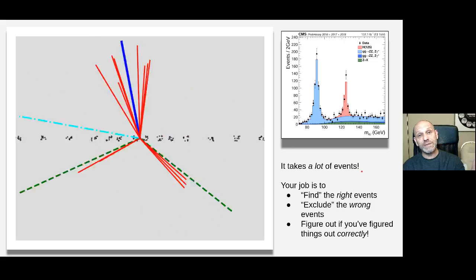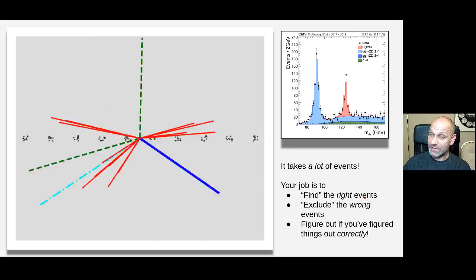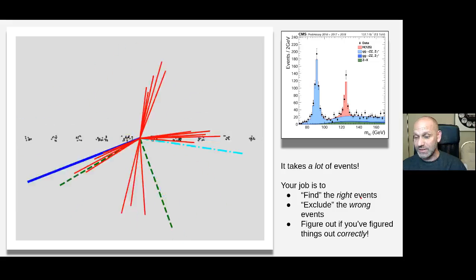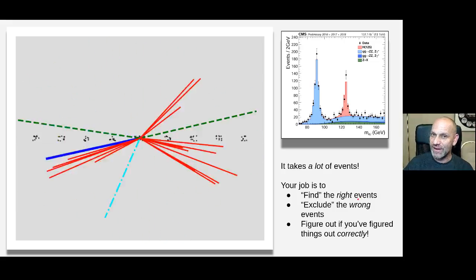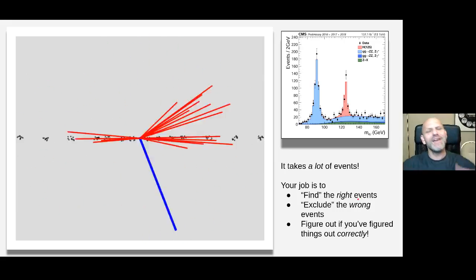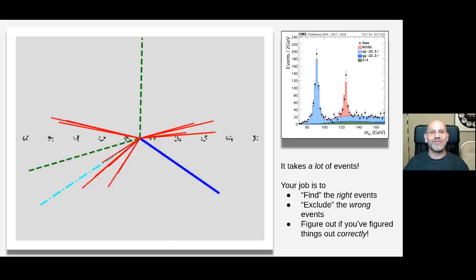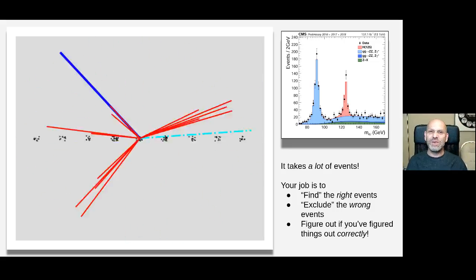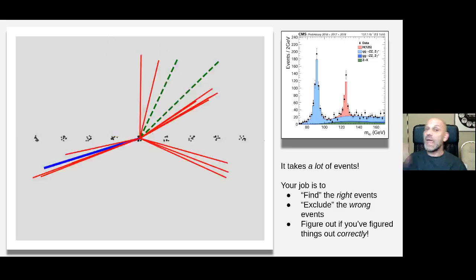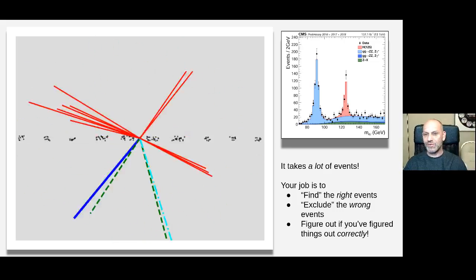Now, your job as an analyst is to find the right events, the correct events that may have your signal, exclude the wrong events, and figure out if you figured things correctly. It is never this easy. You never know exactly what are the right events. You never know exactly what are the wrong events, but maybe you can say, well, I'm 20% sure this was signal. Maybe I'm 80% sure this is signal. You'll figure it out. You got this whole week to work it out.